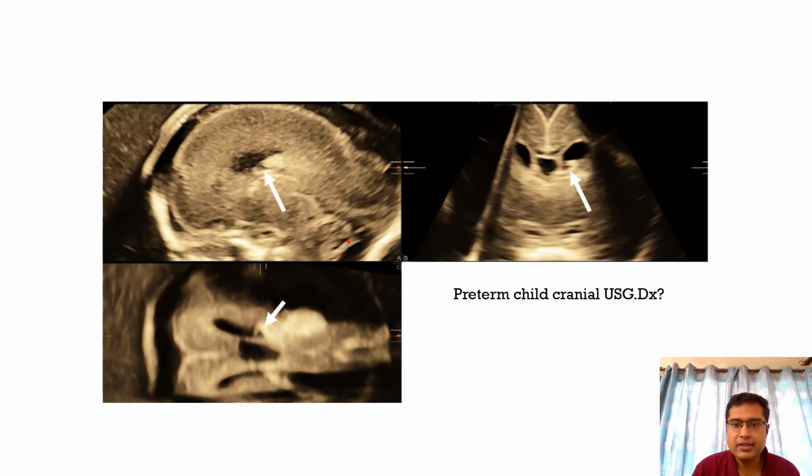So this is the first case. He's a preterm child, and this is a cranial ultrasound of this preterm child. What do you think the diagnosis is? This is the left frontal horn, and there is a cystic lesion seen here. Based on these ultrasound pictures, what do you think the diagnosis is in this preterm child on this cranial ultrasound? This is the first question.